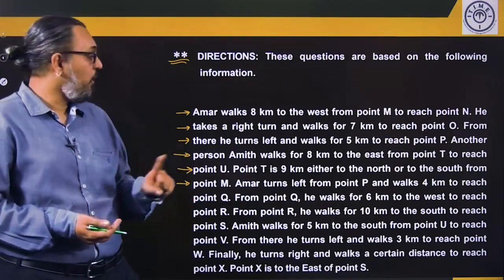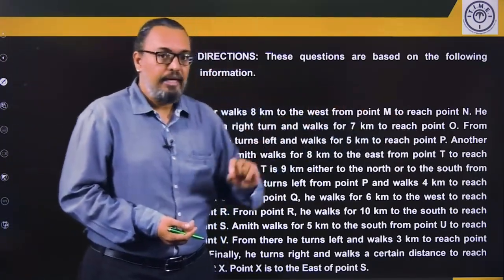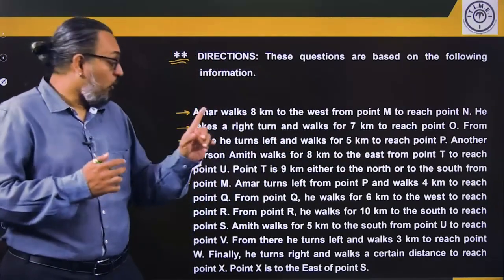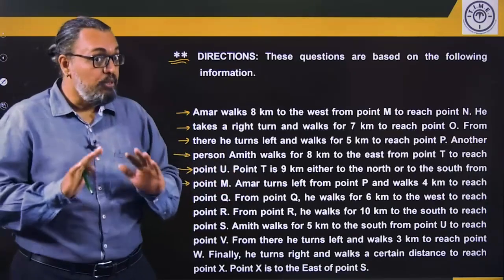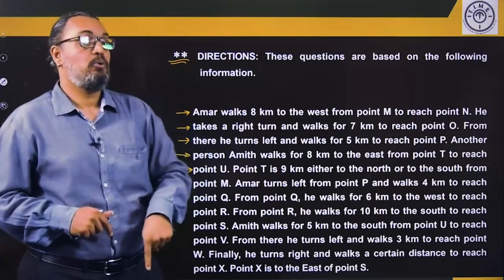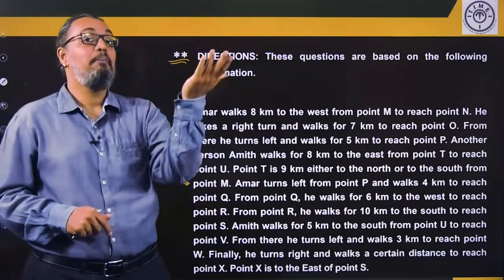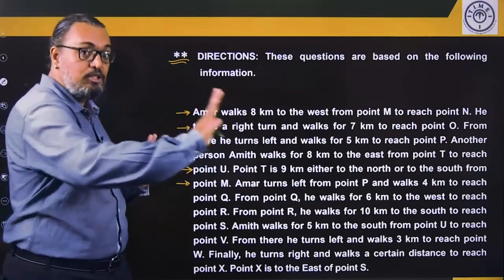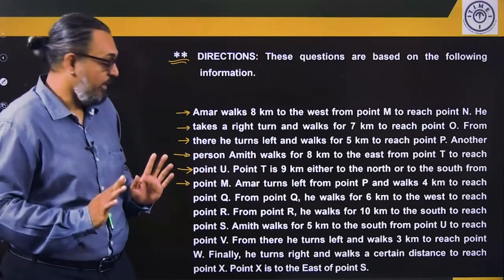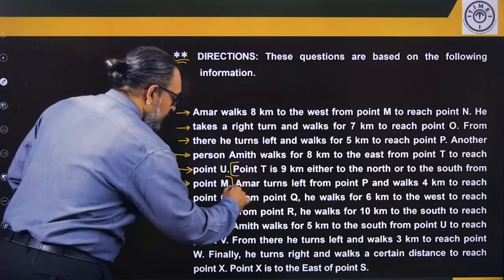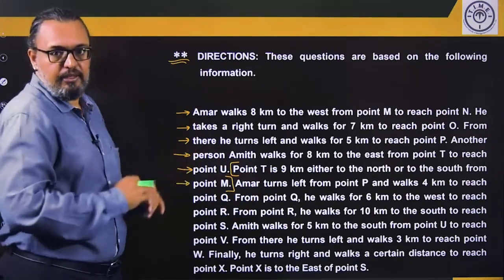M was the start point of Amar, correct, and T is the start point of Amit. Now he says T is 9 kilometers, that is the distance is fixed, either on the north or on the south of M, means either above M or below M. We need to know where that is. So let's put it out separately for now. Okay, right. So let's keep this like this, we'll take this separately.